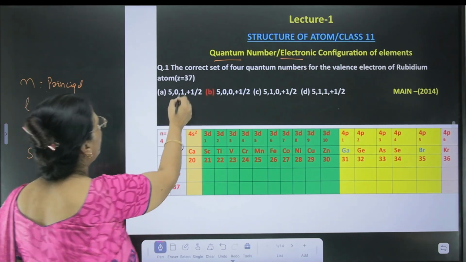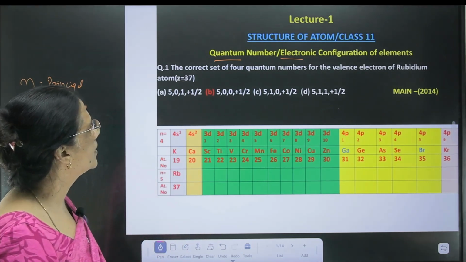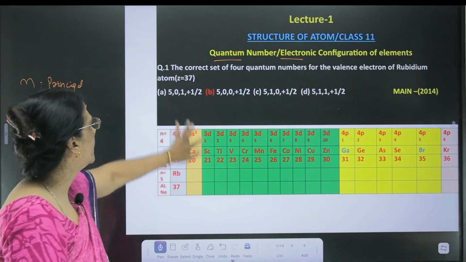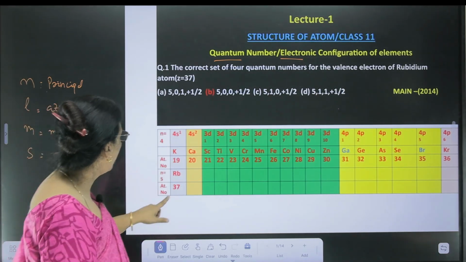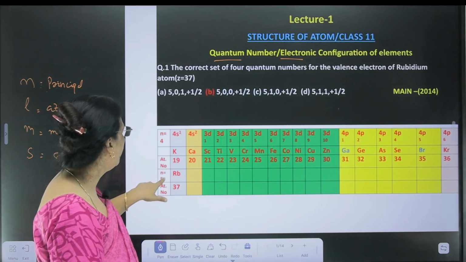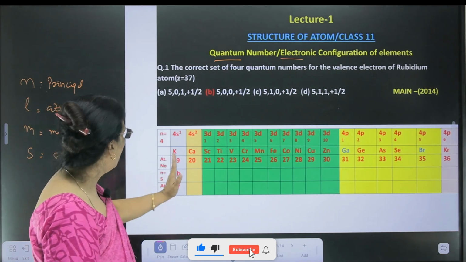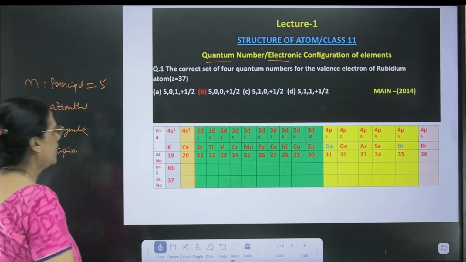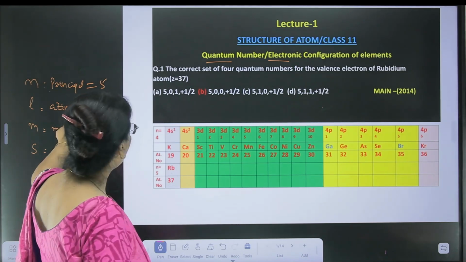Now, example question: the correct set of 4 quantum numbers for the valence electron of rubidium atom, whose atomic number is 37. These are the 4 options. Now, rubidium, if you see in the periodic table, it is coming in the 5th row, that is n is equal to 5. Principal quantum number we can directly write, that is n is equal to 5 for rubidium.